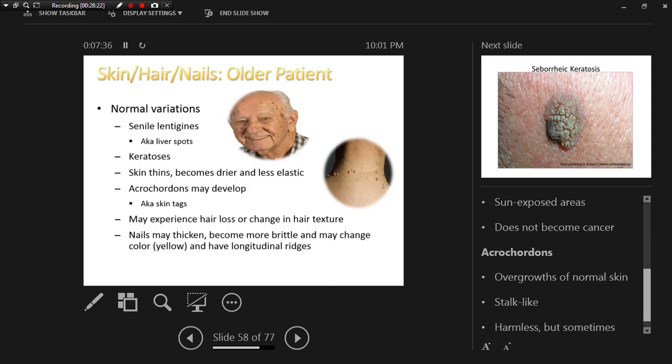And we know skin tags, these are also just normal overgrowths of skin. And so they don't necessarily increase the patient's risk for cancer, but they can be kind of irritable, especially if they're in bothersome areas. So sometimes they can just be quickly removed.